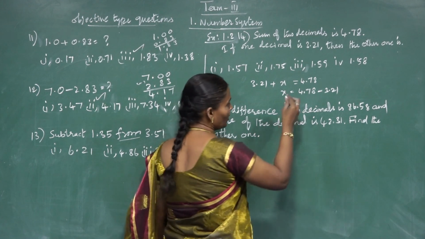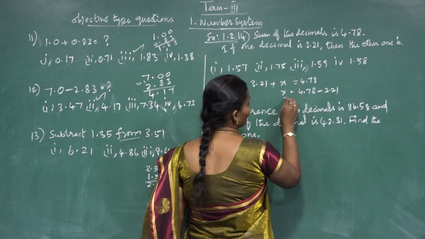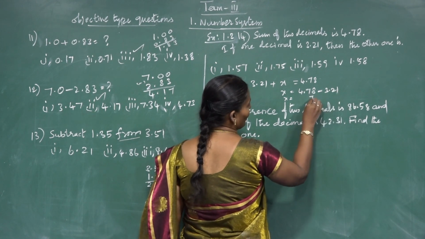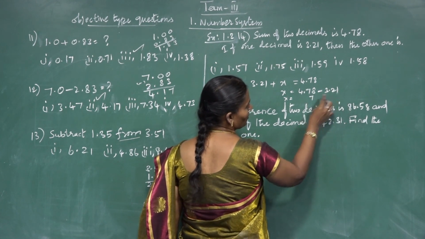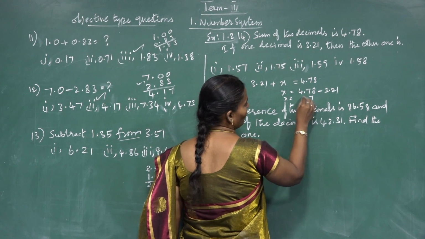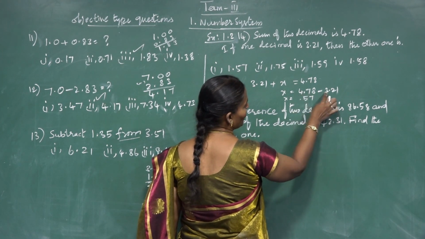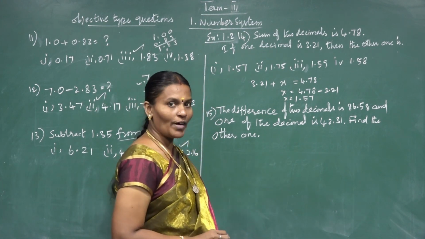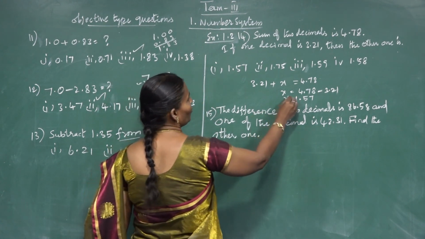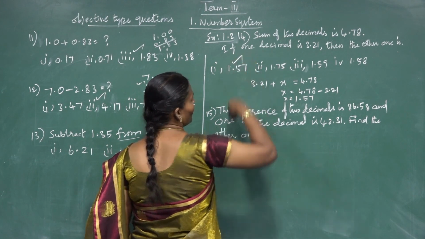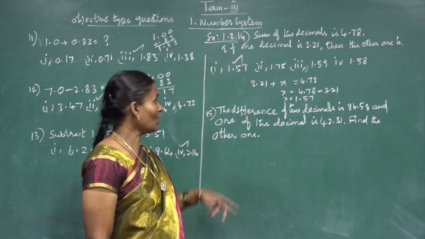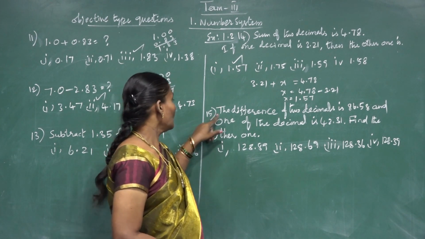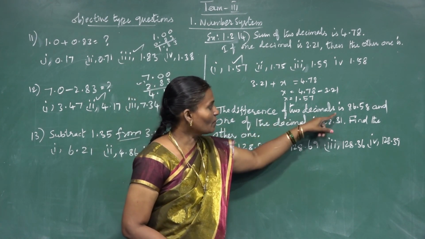Am I correct, children? So what is the answer? See, x is equal to 8 minus 1 is 7. 7 minus 2 is 5. Okay, point. Here 4 minus 3 is 1. So what is the answer? 1.57. So the unknown number, the other number, is 1.57. Okay, the first answer is the correct one. So now we see the 15th one.